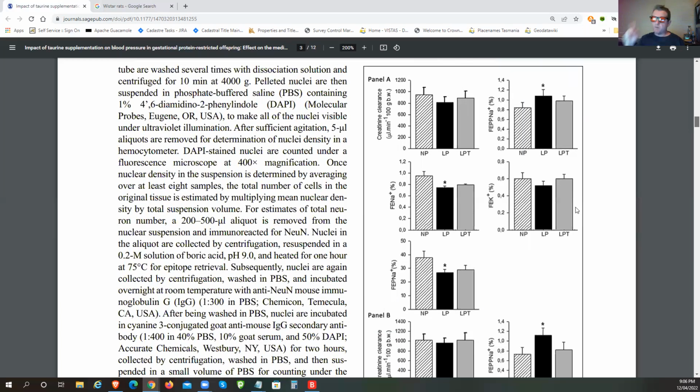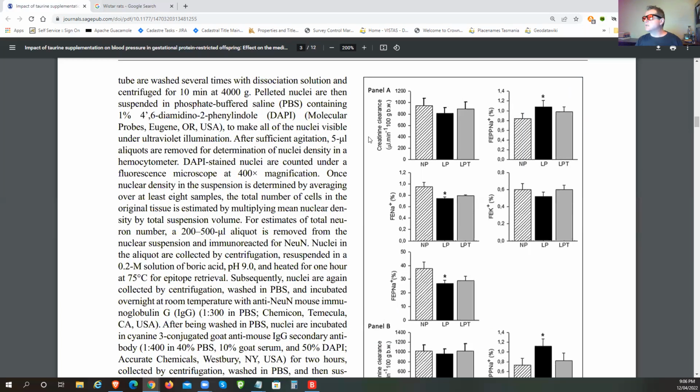So the first one, remember. So here's the creatinine clearance. It's improved slightly. And then we're looking at, so this would be equivalent to 5.5 years, remember? So we're seeing slight improvement in excreting sodium.